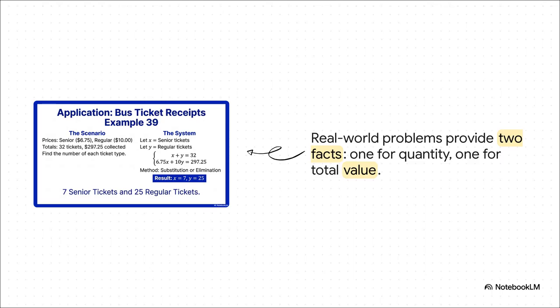Look at this one with bus tickets. Same deal. We know the total number of tickets they sold, and we know the total amount of money they brought in. That first fact gives us our quantity equation, x plus y equals 32. The second fact gives us our value equation, using the ticket prices. We build the system, we turn the crank on one of our methods, and we get the answer. They sold 7 senior tickets and 25 regular tickets.